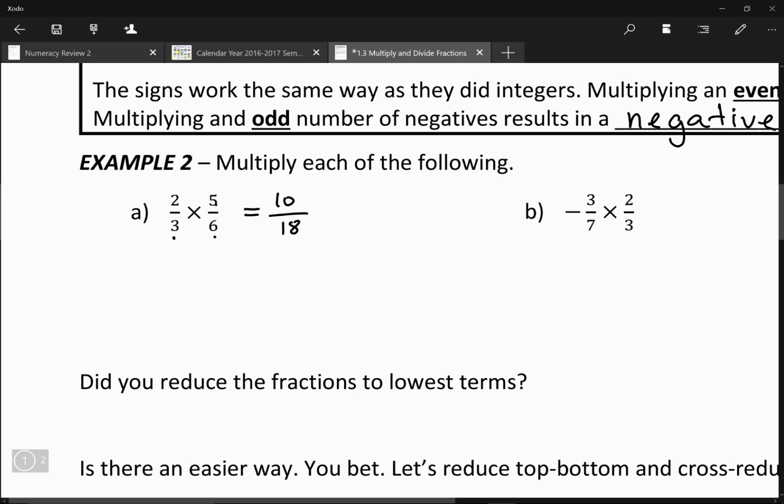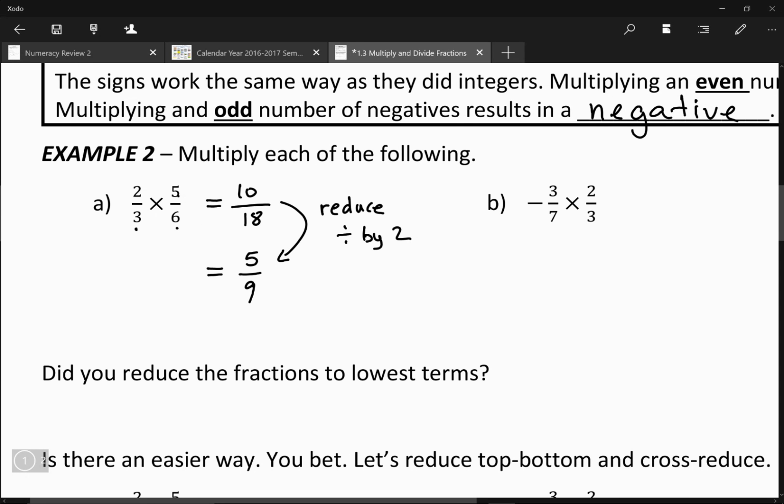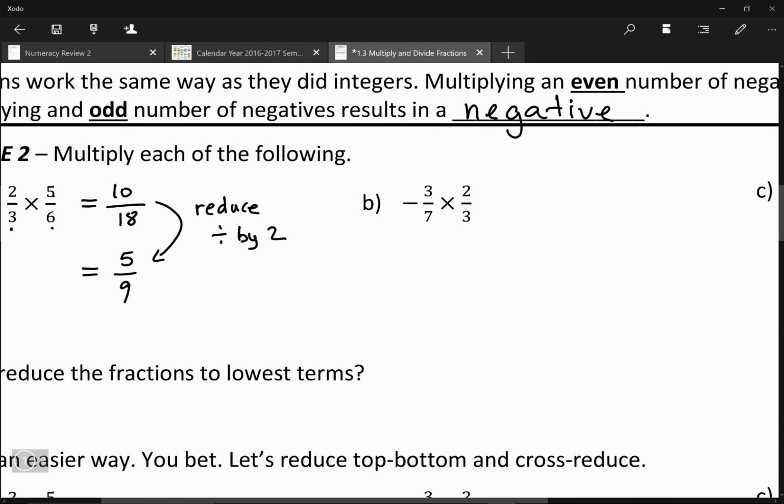Okay, but don't stop there. Check to see if you can reduce it, and I can reduce it. I can reduce this fraction to 5/9 by dividing both the top and the bottom by 2. So reduce. Divide by 2. Okay, and 5/9 I can't reduce any further. Let's look at the next one.